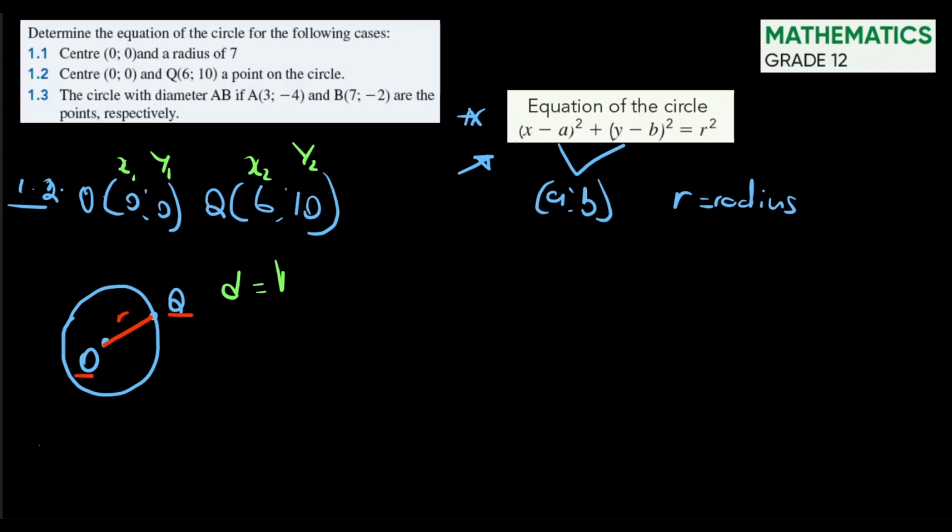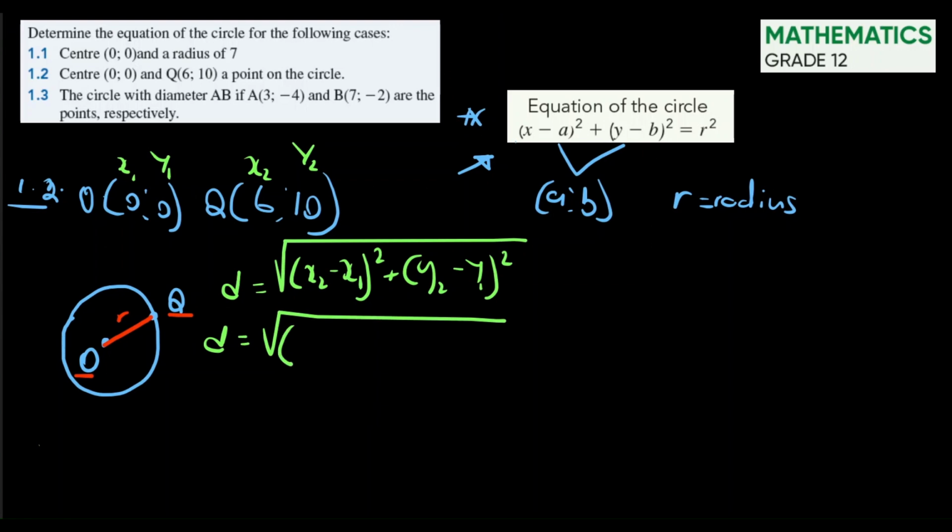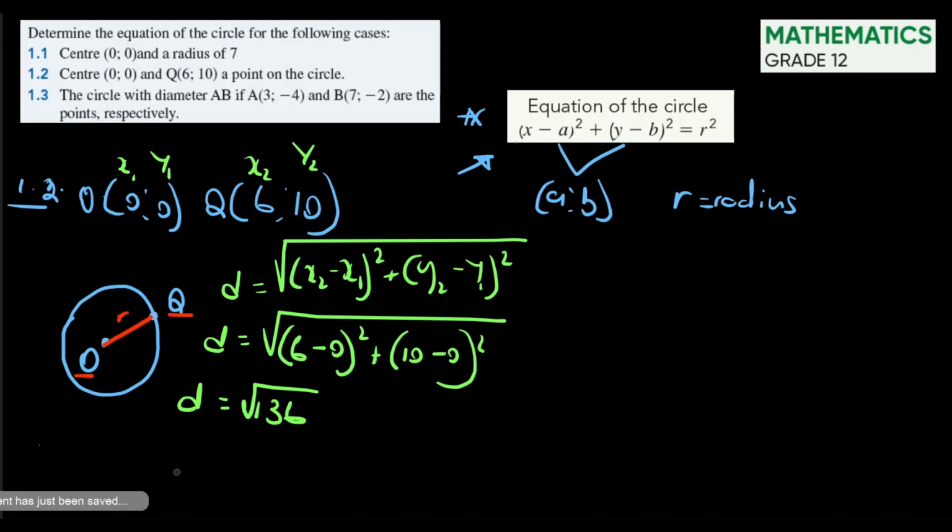Call this distance d, and the distance formula is given by the square root of (x2 minus x1) all squared plus (y2 minus y1) all squared. Then we just substitute and plug and play: x2 is given by 6 minus x1, which is 0, squared, plus y2 is given by 10 minus y1, which is 0, squared. So you can go ahead and punch everything into the calculator. So you have a square root of 136. That's the distance between O and Q, which means our r, or radius, is given by the square root of 136. If you wish, you can simplify this further, which will give you 2 root 34.